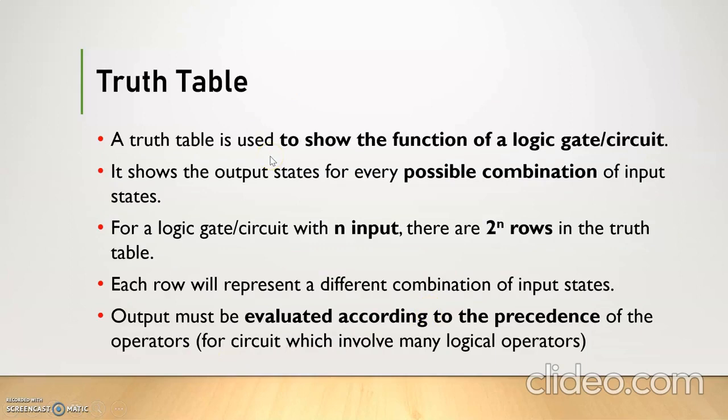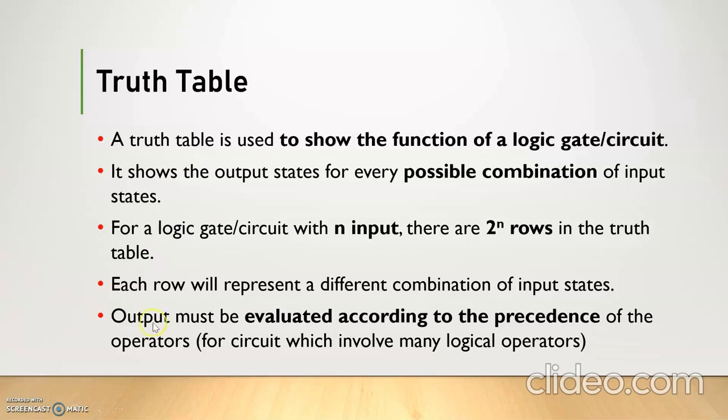Truth table. Okay, let's look at the definition first. A truth table is used to show the function of a logic circuit or logic gate. To show the function means to show the output for all possible combinations of input. Like we have seen in the previous lecture, it shows the possible output for all the possible input. If we have 4 possible inputs, what are the outputs for those? It's going to be summarized in a truth table.